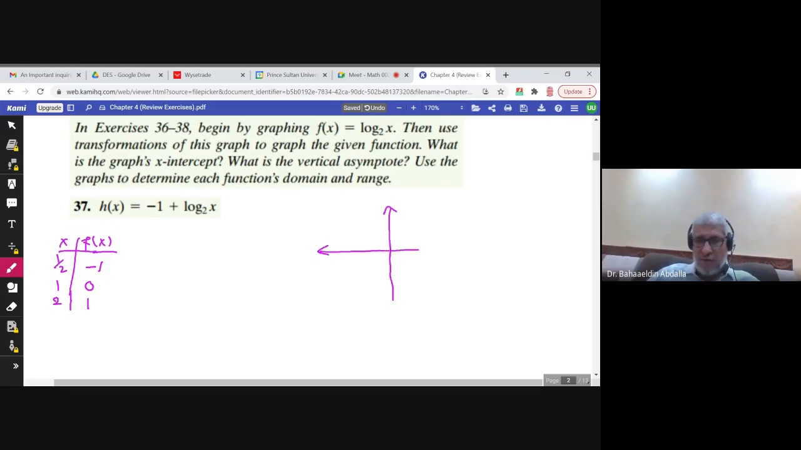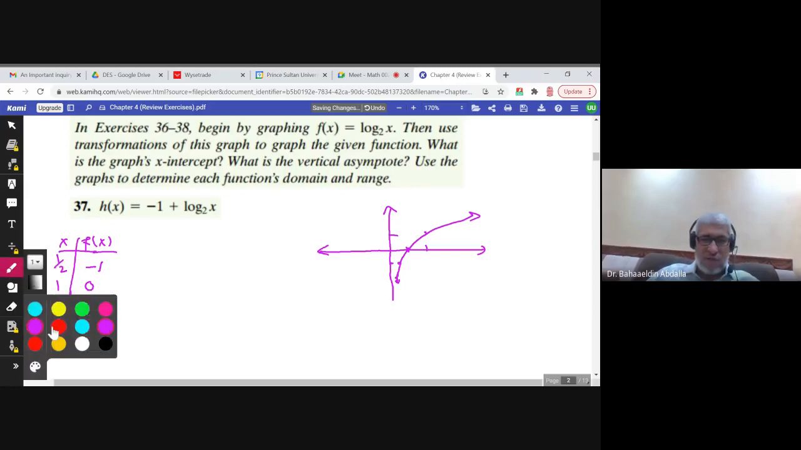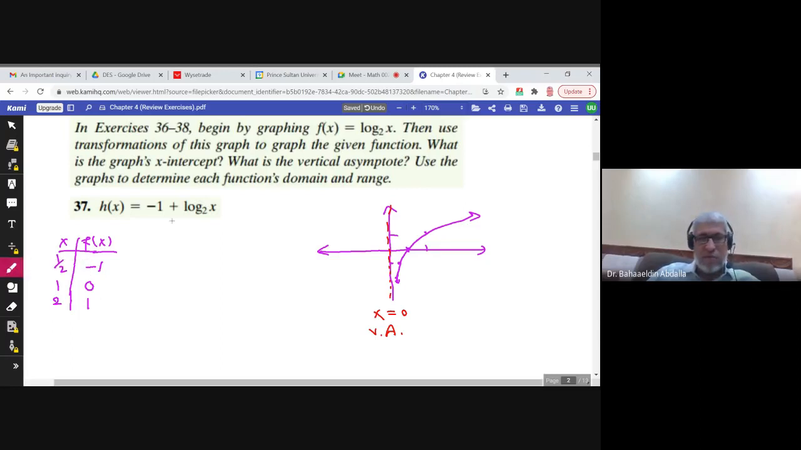I know the graph of this function because this is logarithmic. The base is greater than 1, so the graph is increasing like this. But let us do it. This is x is half, y is -1, so it's this point, and 1, 0, and 2, 1. And the graph would be like this. So this is the graph of this function. Of course, there is a vertical asymptote. This line is a vertical asymptote, and the equation is x equals 0.